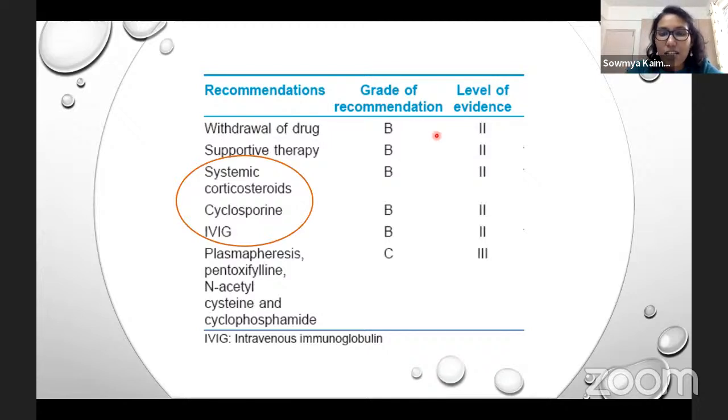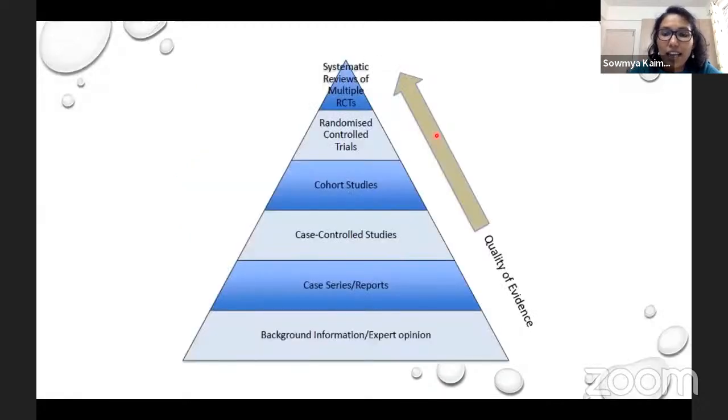So just to sensitize you to what these are, these are levels of evidence basically. Your highest level of evidence will be systematic reviews and meta-analysis of RCTs. So that is the best available evidence that you can have for any intervention or therapy.